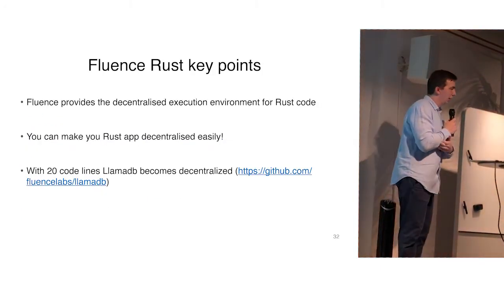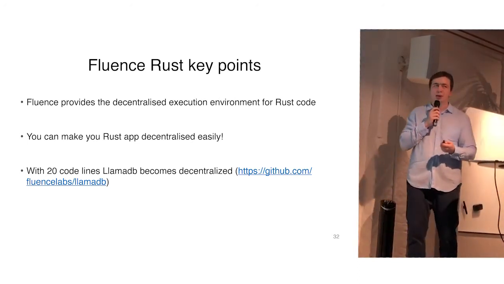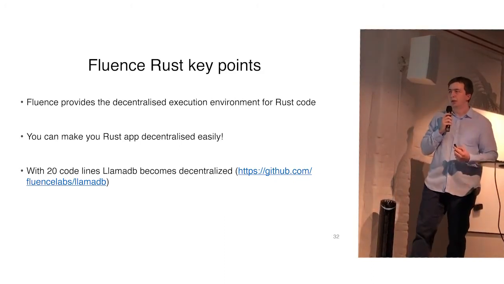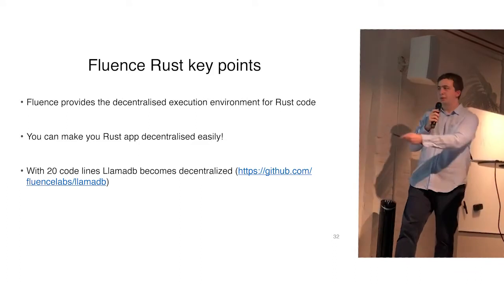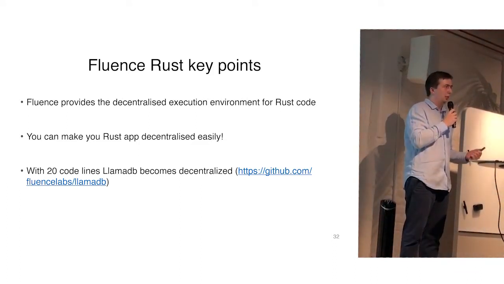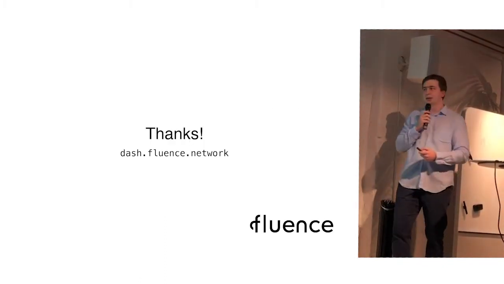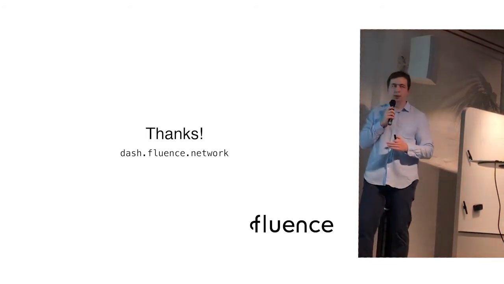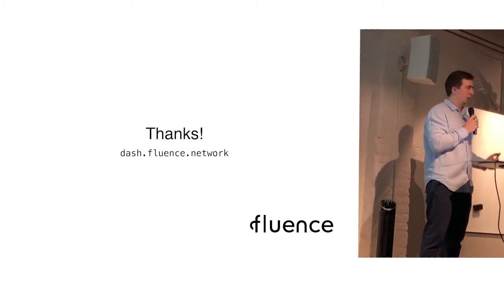So we believe that Fluence provides maybe one of the easiest ways to convert your existing Rust code to some decentralized version. You can also check LlamaDB. LlamaDB is one of the SQL-like databases written entirely in Rust, and with 20 lines of code the existing LlamaDB becomes decentralized in Fluence. You can play with such databases as SQLite, Redis, and LlamaDB on our dashboard. Also, you can upload your own WebAssembly code on our dashboard. And now, thanks to you, and I'm waiting for your questions.